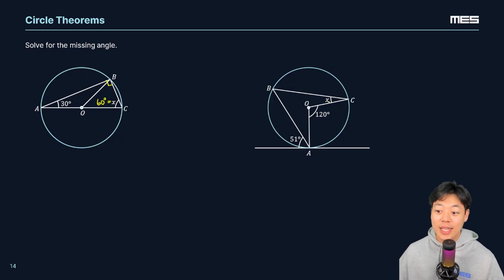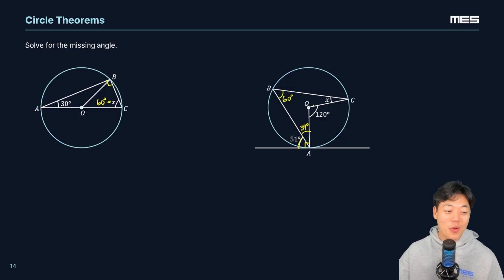Here, we want to figure out the angle x. We know that the radius creates a right angle with any tangent line. So if this is 51 degrees, the remaining portion will be 39 degrees because those add up to 90 degrees. I also know that an angle at the circumference will be half the size of the angle at the center. So 120 divided by 2 is 60 degrees.